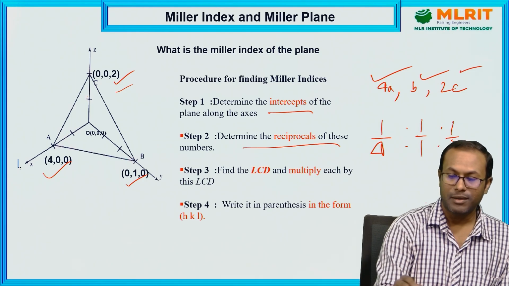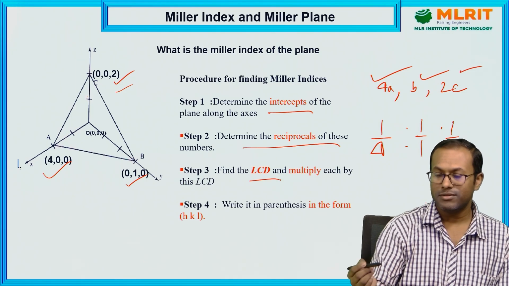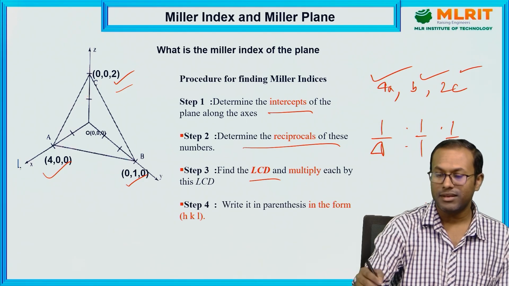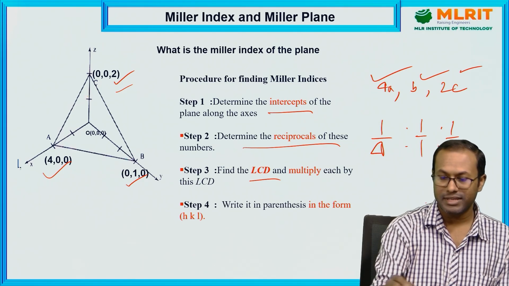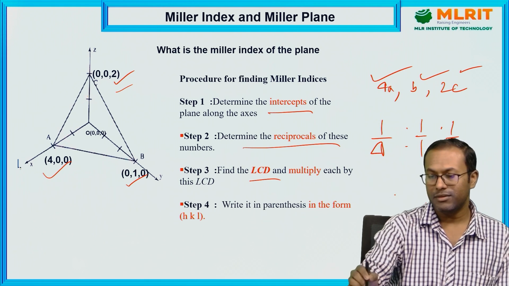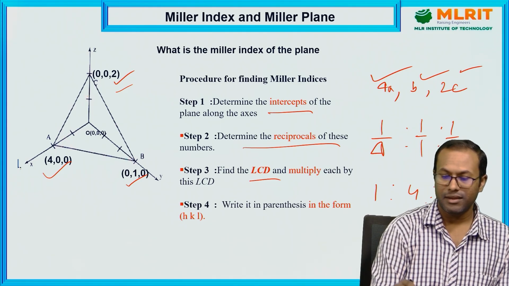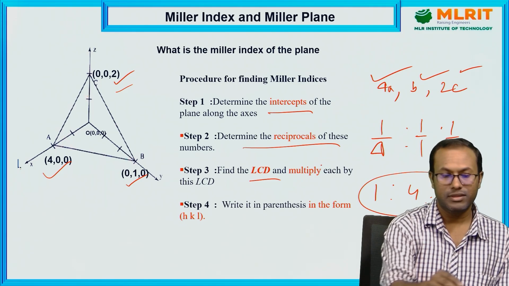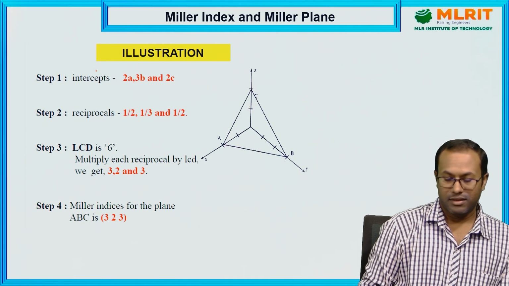Now multiply these with the LCD, to make them integers. What will come? What is the LCD for this? The LCD is 4. If we multiply these with 4, then it will come 1, 4 and 2. So this is the Miller indices for this plane. So that is the idea.